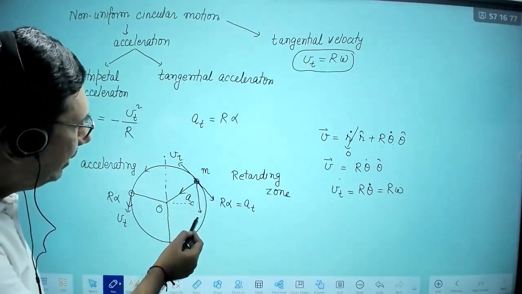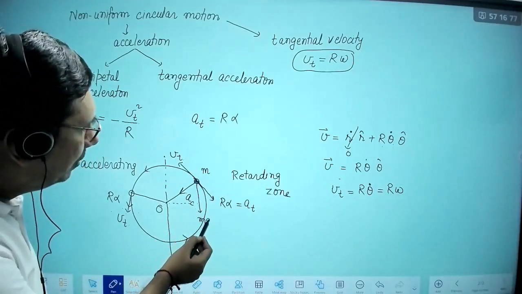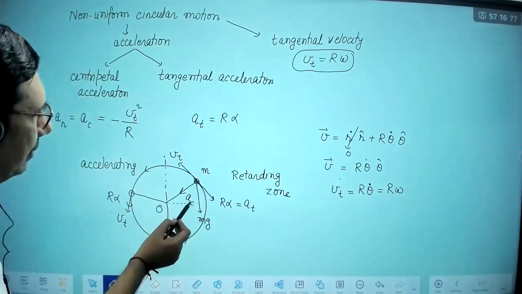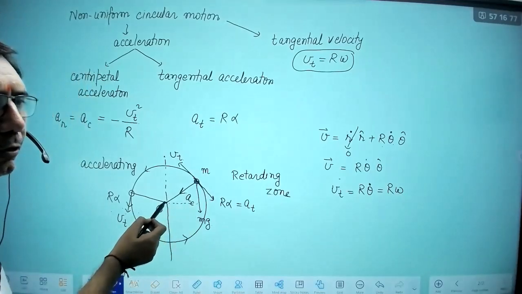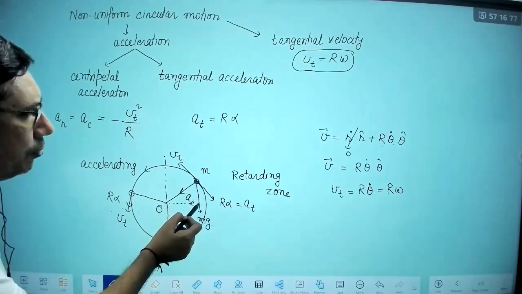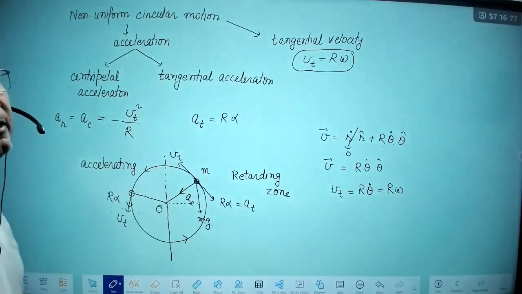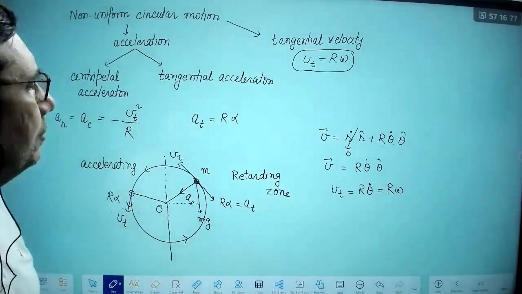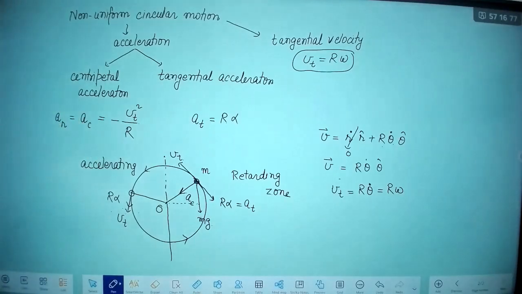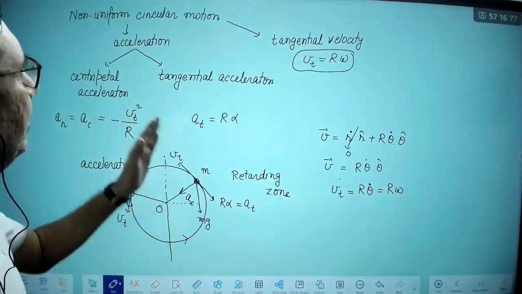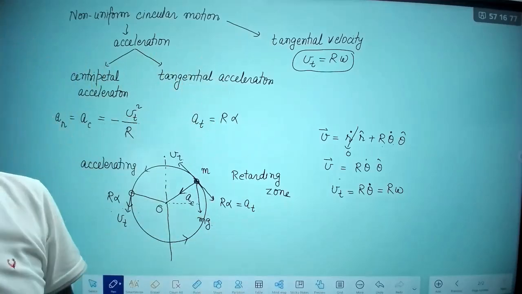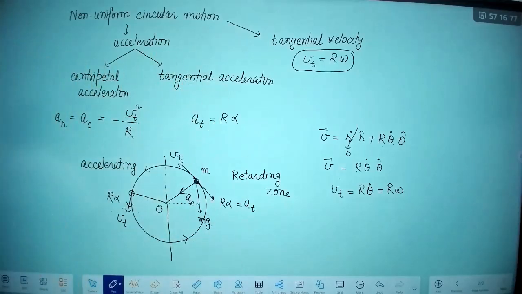ठीक है ना, this weight is acting downward, so it is going to create a torque with respect to this point O. About this point O, it is going to create a torque. So that's why omega is also changing. So omega as well as speed, both are changing in case of non-uniform circular motion. Is it clear to everyone what I am saying?